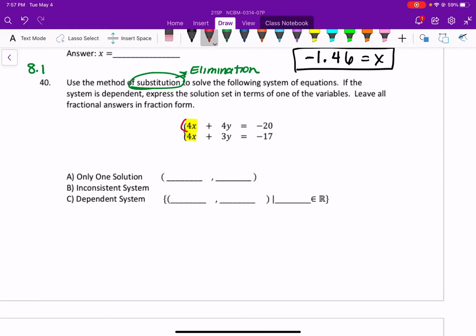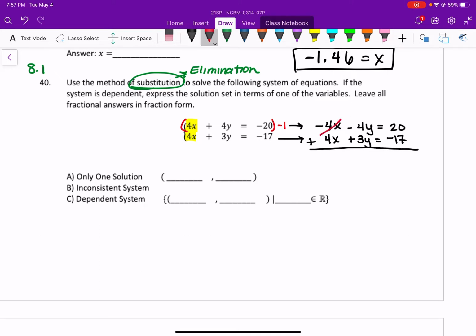So to do that, I'm going to take this first equation. I'm just going to multiply it by -1. When I do that, I'm going to get a negative 4x, and a negative 4y, and a positive 20. Now the second equation, since he's got the positive 4x, I'm just going to bring him across here. So 4x plus 3y equals negative 17. And then we're just going to add those 2 equations together.